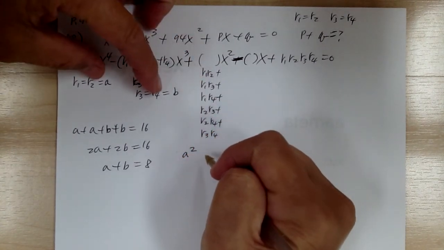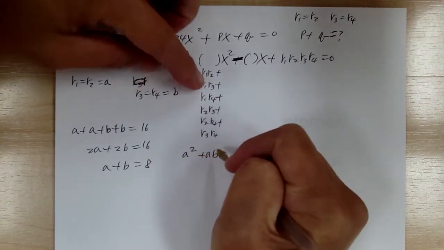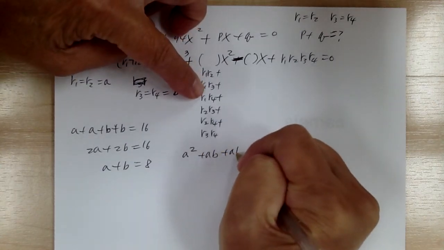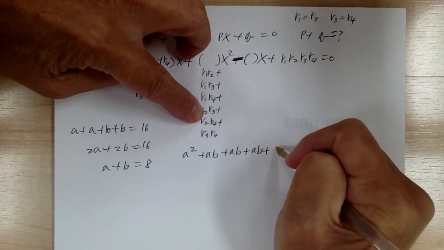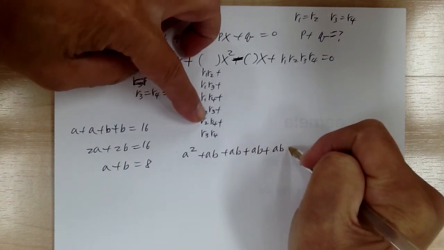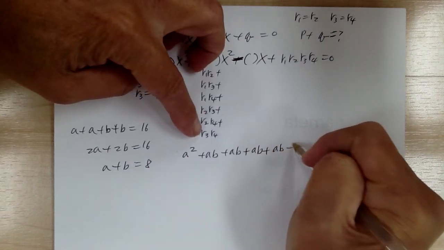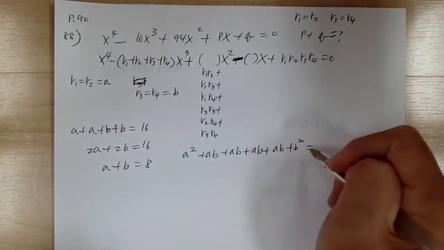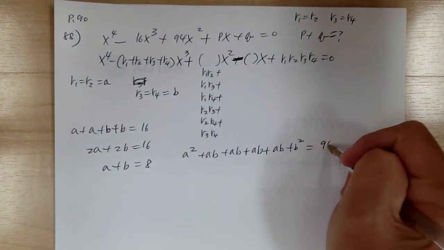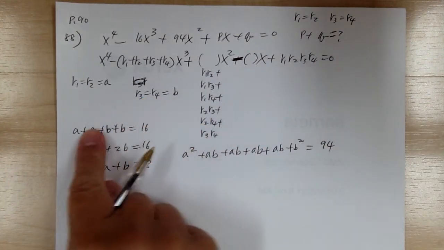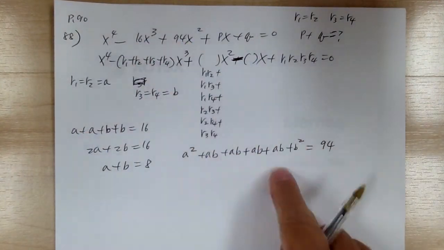R1, R3 would be plus AB. This would also be AB. This one will also be AB. This one would also be AB. And this one would be B squared. Okay, and this would match with 94. So this is equal to 94. So match this with this.